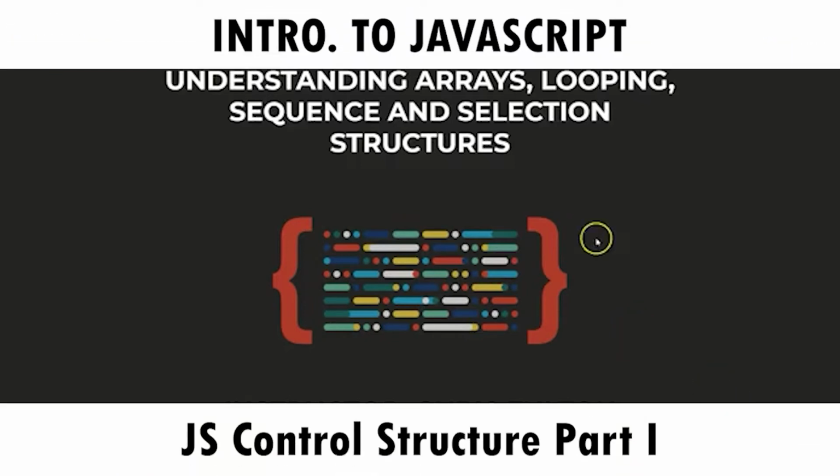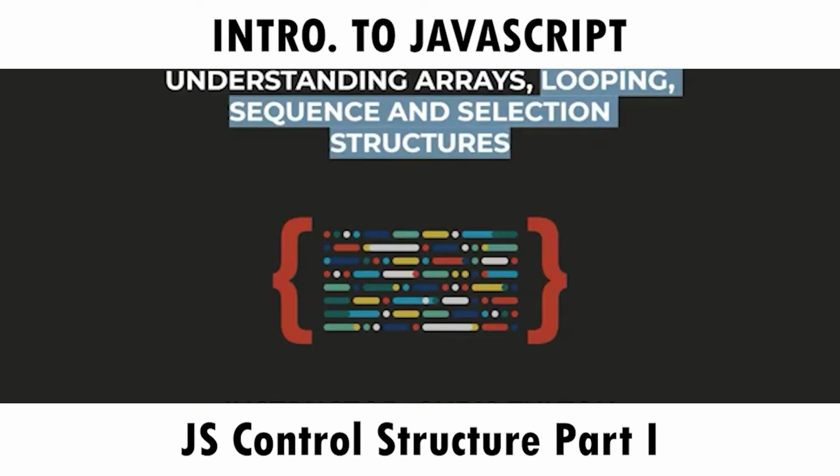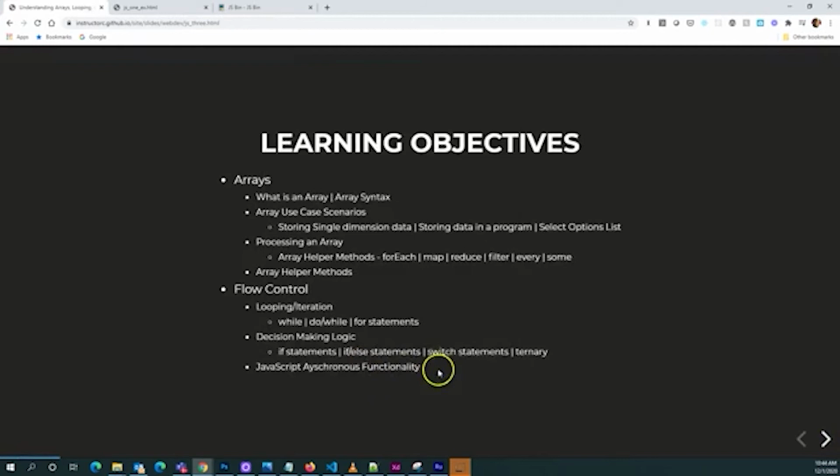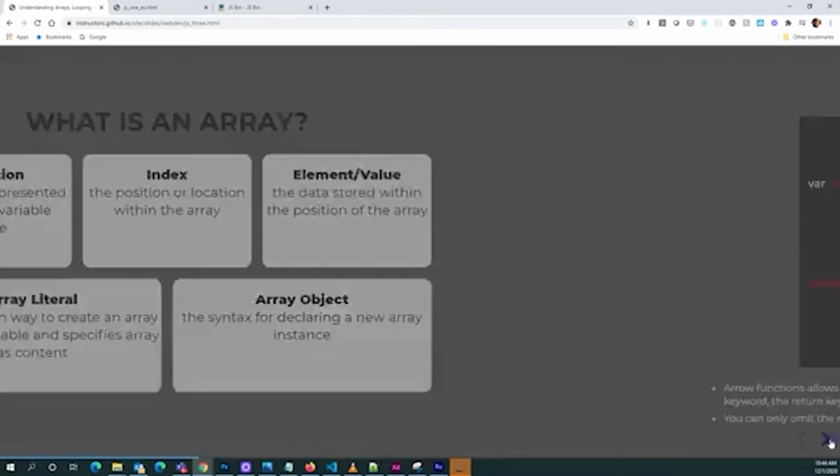All right, so in the previous video, we focused on JavaScript arrays. In this video, I want to focus on looping, sequence, and selection structures. And so I want to primarily focus on the second bullet point here, more specifically these two sub bullet points here under flow control. Let's jump to those slides here.